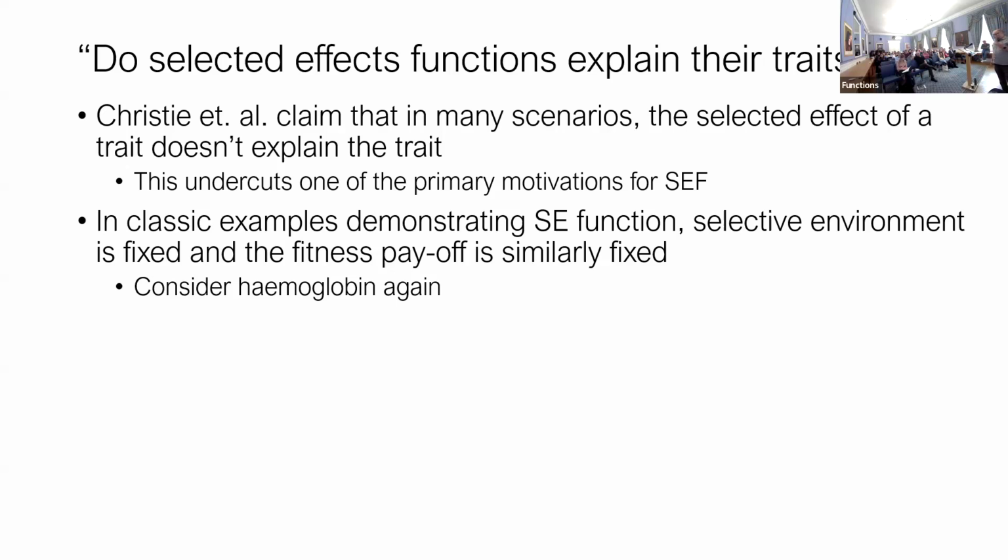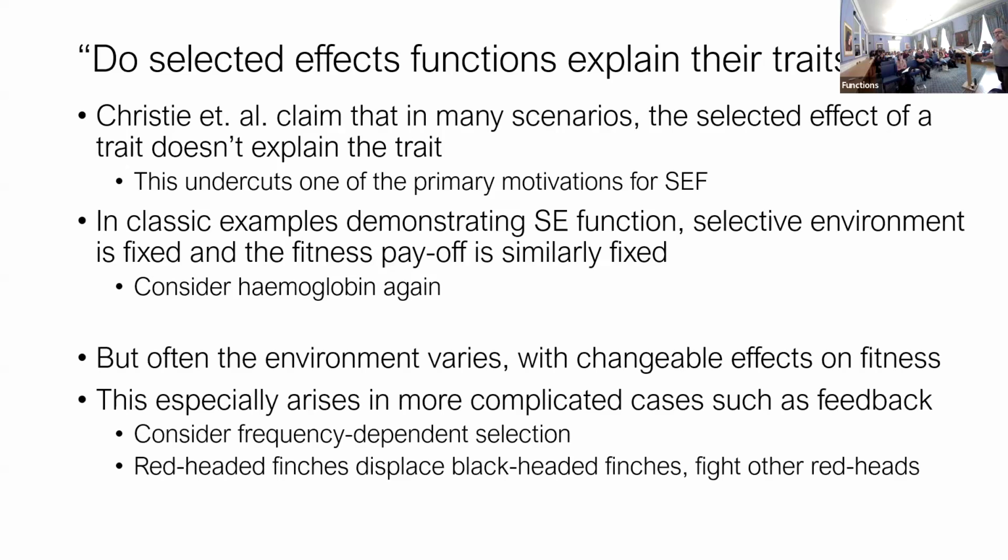Now, in classic examples, the kind of example that I gave you with hemoglobin, the selective scenario is fixed. It's very clear where the fitnesses lie. And so we can make real sense of the idea that there has been selection for that particular trait effect. But of course, these are often made-up scenarios, not always. And in the real world, the environment varies a lot of the time, and fitness will change a lot of the time.